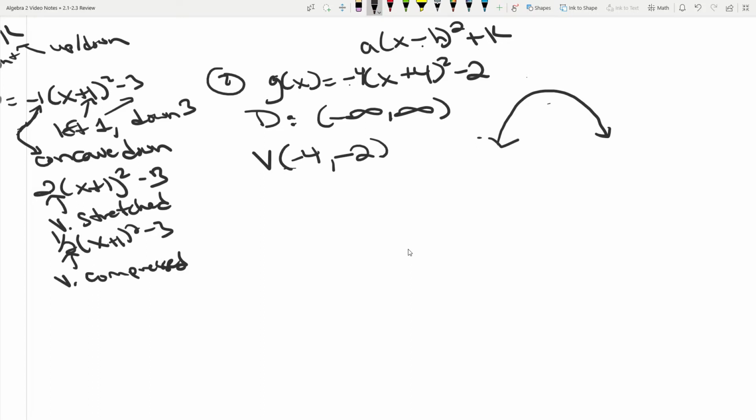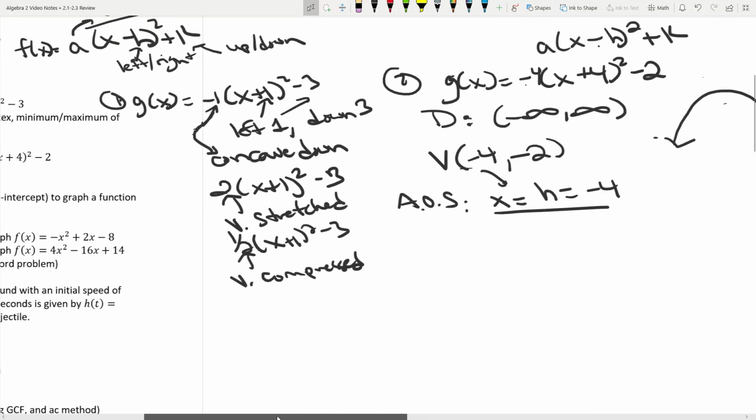That means we have the vertex, and the axis of symmetry is actually quite easy. Once you find the vertex, the x-coordinate of the vertex is your axis of symmetry. Whatever the h-coordinate is, that's your axis of symmetry. So x is equal to negative 4.